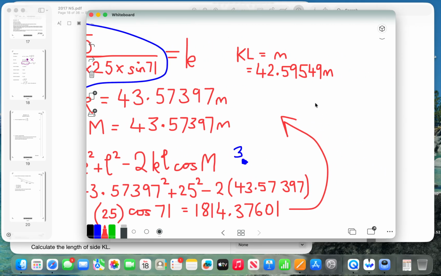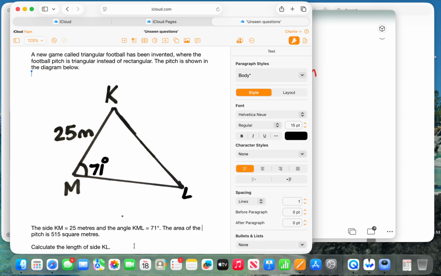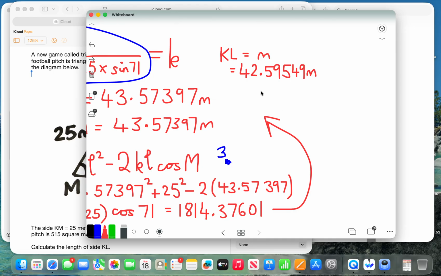The question doesn't mention anything about rounding, so you always check to make sure, does the question ask you to round anything? No, it doesn't in this case, so I would go with 3 significant figures. So 42.6 that would be. And that is the fifth mark.